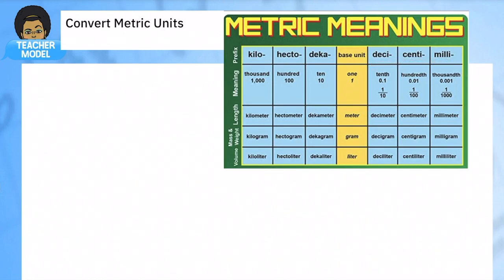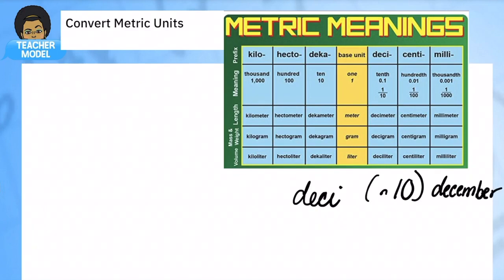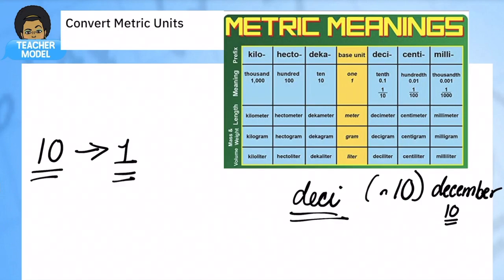I'm going to use my Spanish for these. So we use deci, which reminds me of diez, which is number 10 in Spanish. Or you can think of the word December, the month December. And why December? Because it used to be a 10-month calendar. It used to only be 10 months. So December, 10, that's how I think of a decimeter. We're going to think of the number 10. And a decimeter or decigram or deciliter means it takes 10 to make 1. There are 10 of these to make 1 of these.